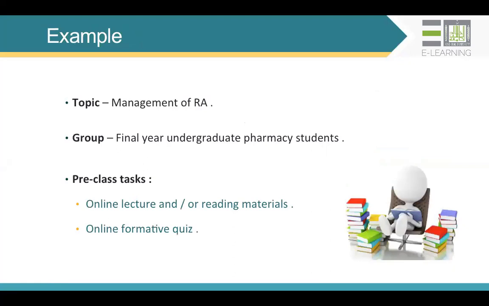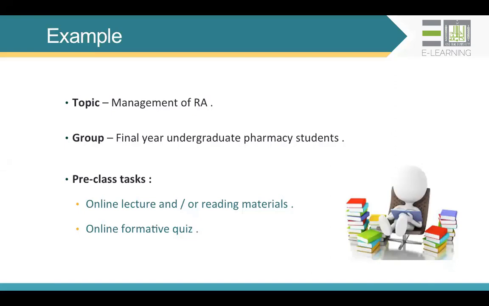Okay, now let me give you an example of a flipped classroom that I designed for the final year undergraduate pharmacy students at UCL. The topic was management of rheumatoid arthritis. For the pre-class activities, I recorded my online lecture and I edited the lecture using a software called Camtasia.